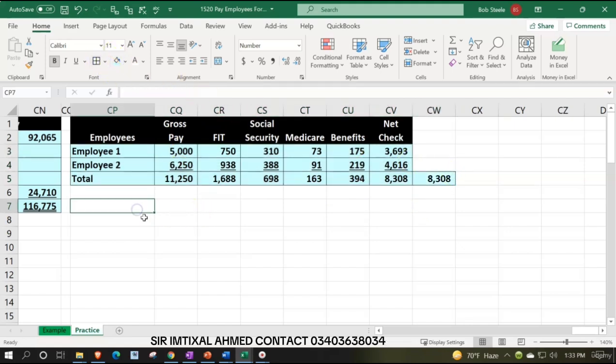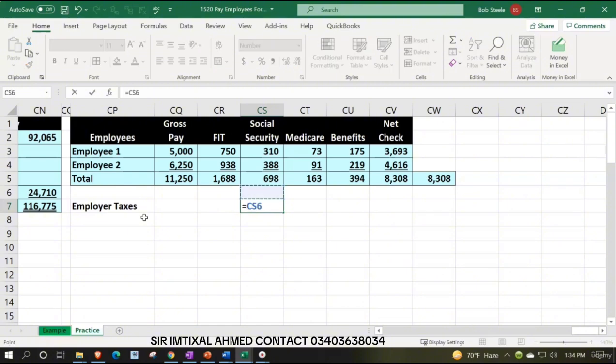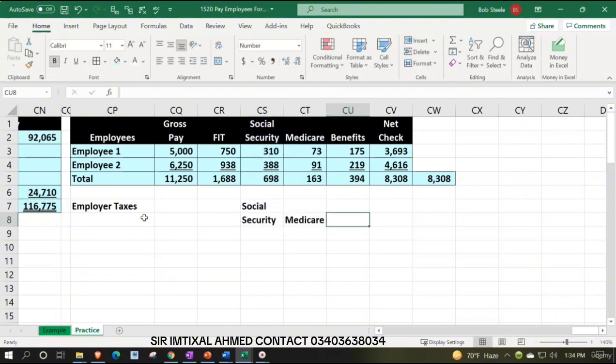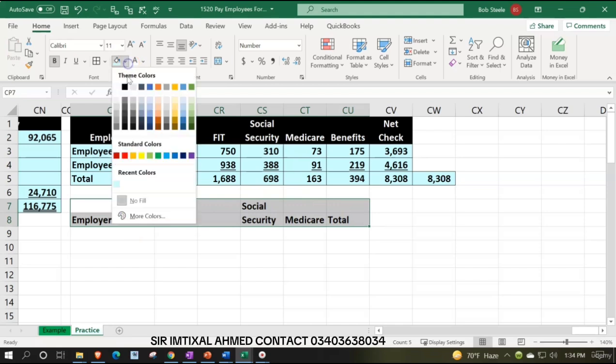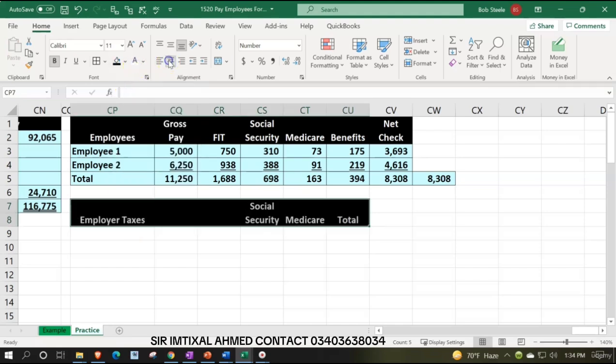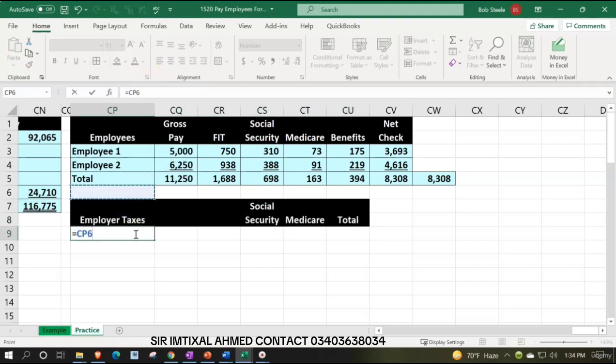And then we also have the employer taxes. So employer taxes. These are the ones we're not taking out of the employee checks, but that we're going to have to pay on top of, which includes our portion as the employer of Social Security, Medicare, and then I'm just going to call that the total. So there we have that. Let's bring this on down. Going to make this black and white too. We're going to make this black and white with the headers. Center that. Employee 1 and 2.